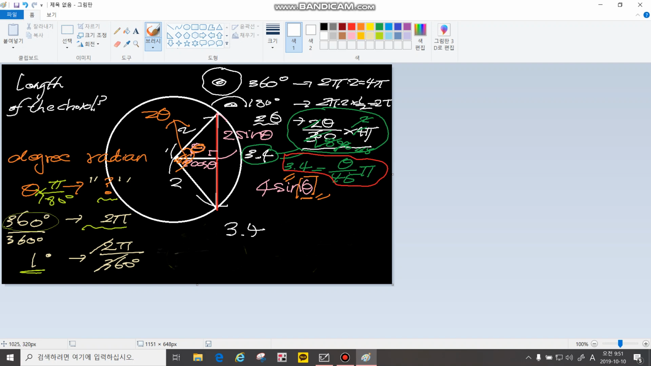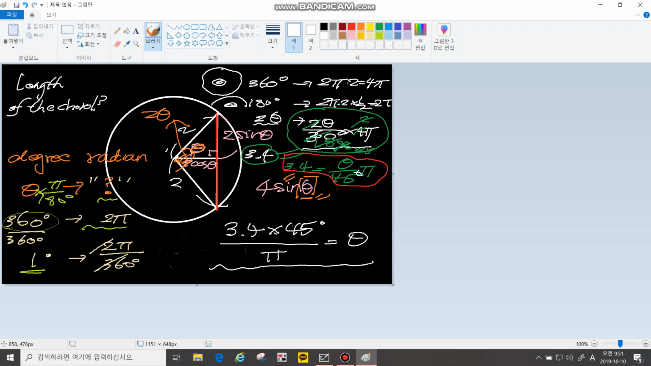So 3.4 is, we need to solve this for theta. So 3.4 times 45. But as you know, 45 is a degree because 360 here was a degree. 45 over pi is theta. So now theta, as you see, this is a degree, right?